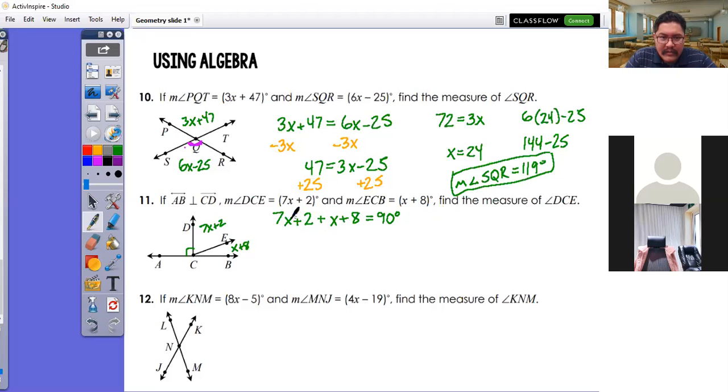Okay, put the like terms together, right? They're both x's. And then here I have 2 regular numbers, 2 and 8. So I'm going to put those together.